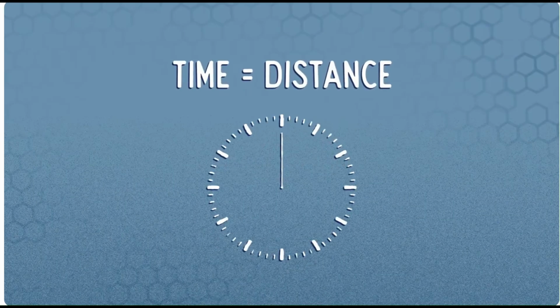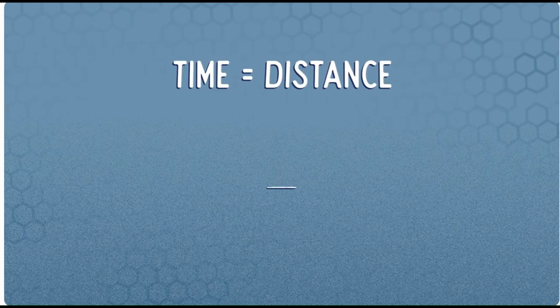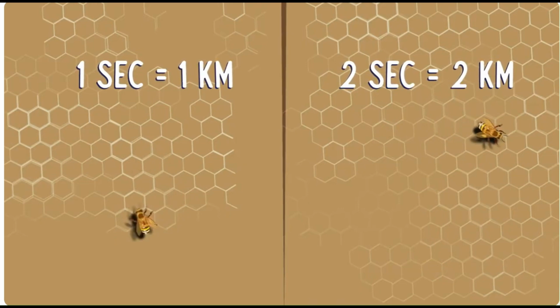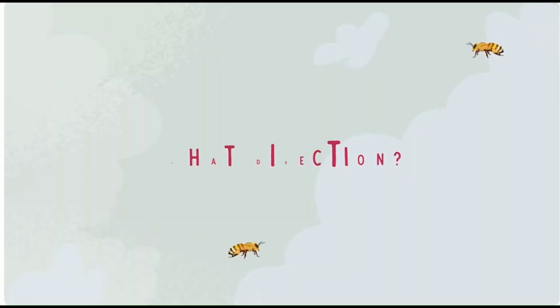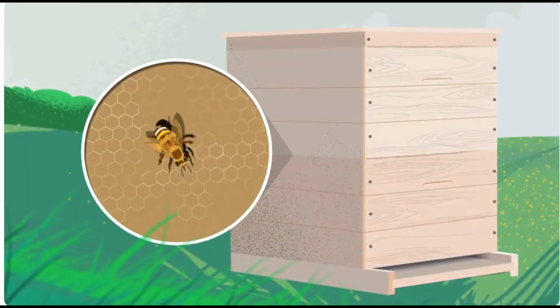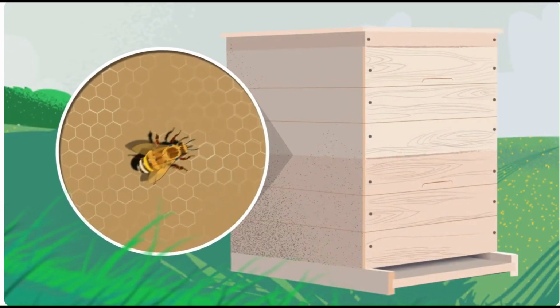The amount of time the bee takes to complete the straight run portion of the dance indicates a distance. The further away the food is, the longer it takes the bee to complete the waggle run. For every 1 second of the dance, the food is approximately 1 kilometer away. To get directions to the food, the bees can't just pull out their smartphones. Instead, the followers watch the direction of the dancing bee's waggle run.